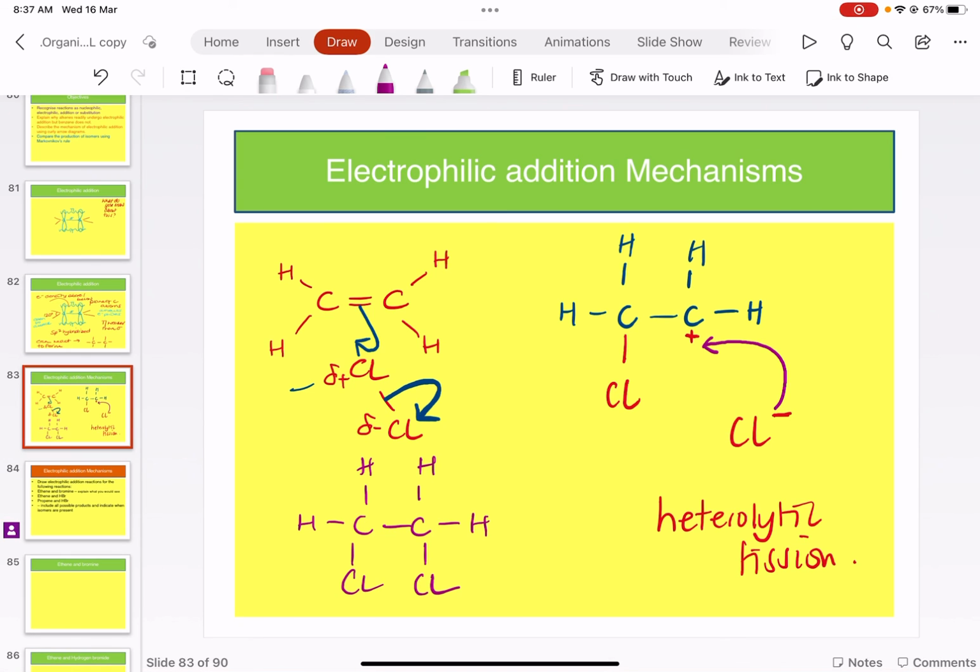Okay, so that's a breakdown of electrophilic addition mechanisms, and it happens in exactly the same format for anything that you're looking at. So the steps and the stages are always going to be the same.